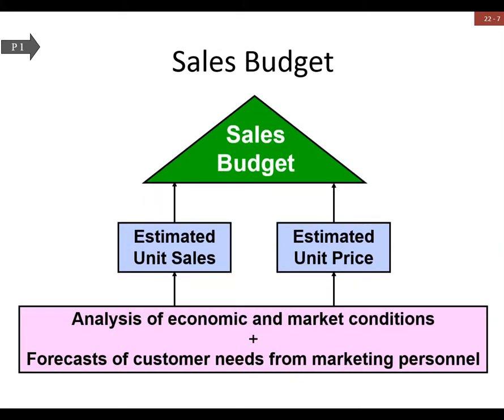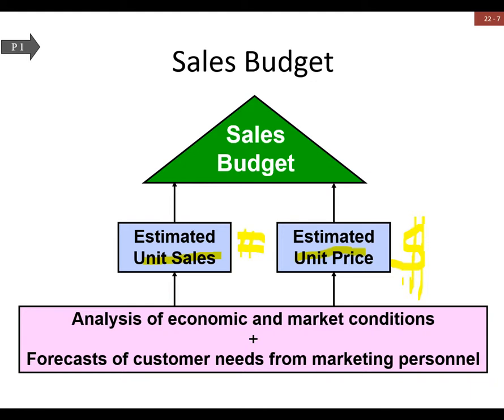I'm not going to necessarily talk about numbers as we go through this first grouping, but I'm going to talk about the major components and what they're made of. So the sales budget is the foundation. It's made up of estimated unit sales. So this here is your number, the number of sales that you're going to have, and the unit price. That's your dollar sign here. So the number times the price equals total sales amount.